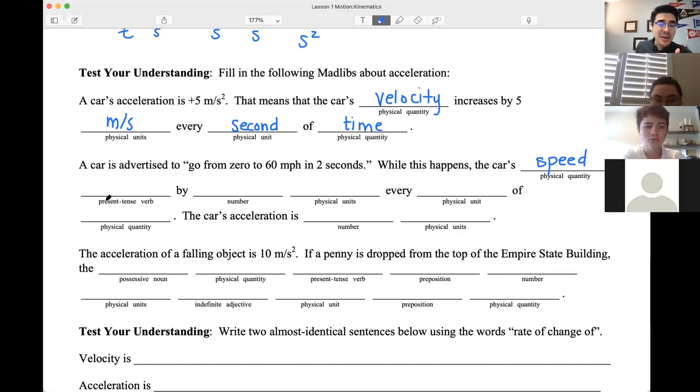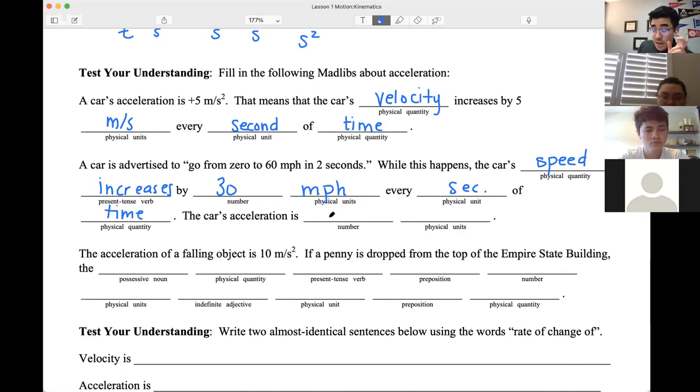The car's speed, what does the car's speed do? Increases. Ooh, what the heck happens here? 60 miles per hour in 2 seconds. So the car's speed increases by how much? It'll be 30 miles per hour every second. 30 mph every second of time.